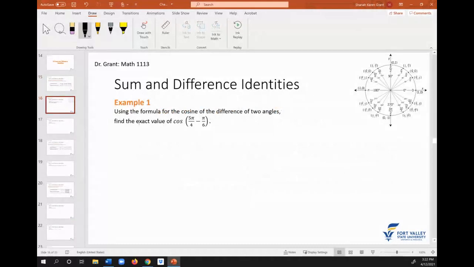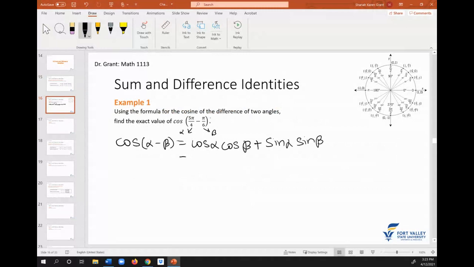So for instance, let's say we're asked to find the exact value of cosine of 5 pi over 4 minus pi over 6. Well, the first thing I always do is write my formula. So we know that it's a difference formula, so it's going to be cosine of alpha minus beta, which is equal to cosine alpha cosine beta plus sine alpha sine beta. So in this instance, my alpha is going to be 5 pi over 4, and my beta is going to be pi over 6.